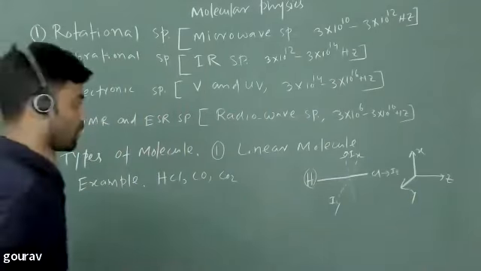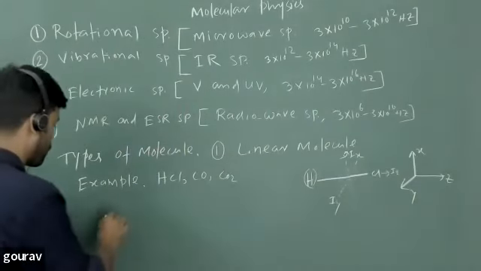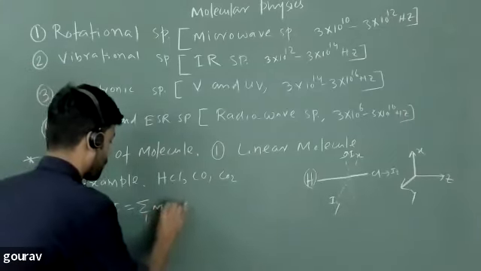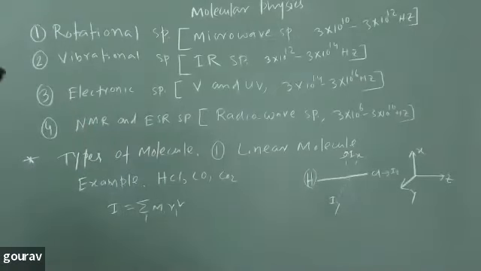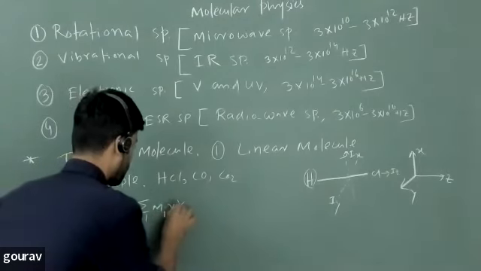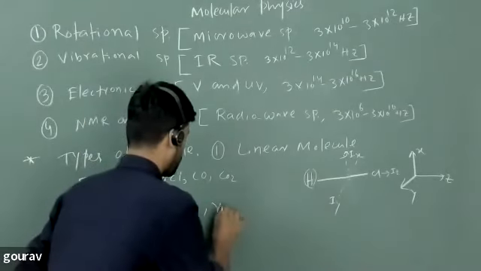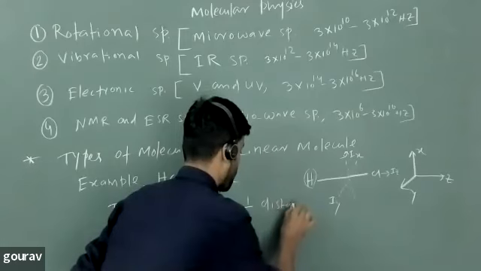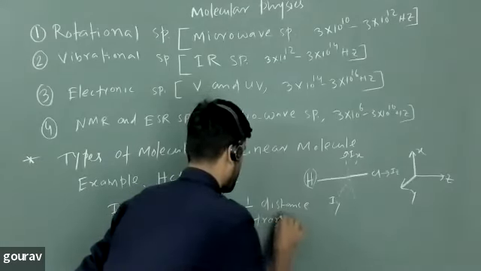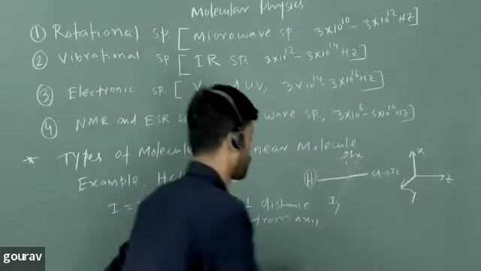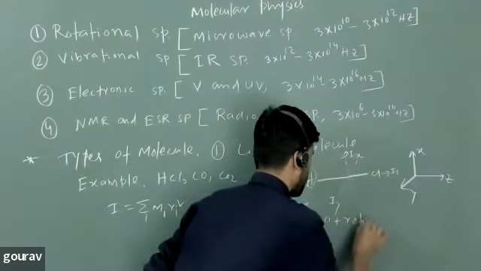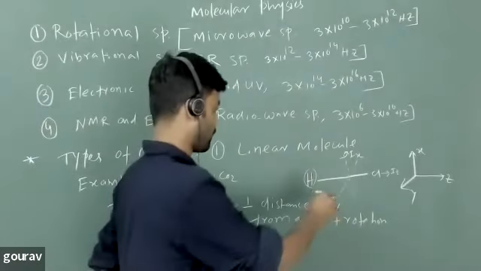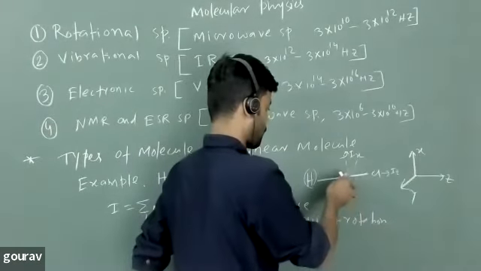So what is the form of moment of inertia? How will we calculate that moment of inertia? I equals the sum over i of mi ri square, right? So where ri is what? ri is the perpendicular distance from the axis of rotation. Okay. So in this case, if we can clearly see along Z axis, this is the origin.